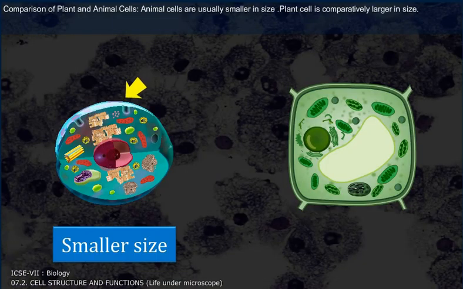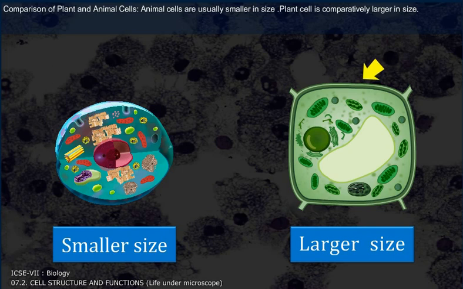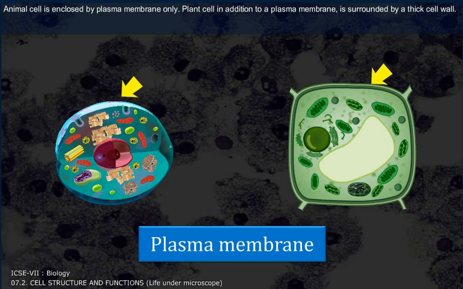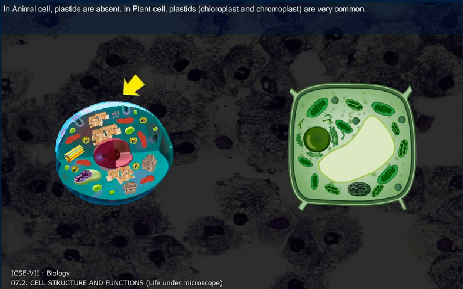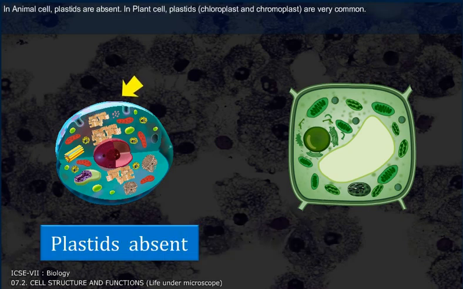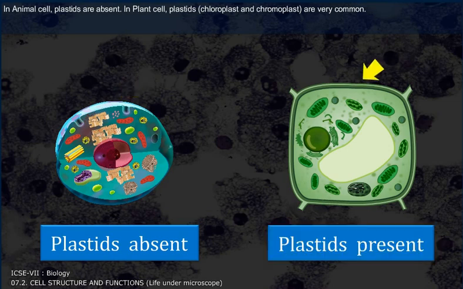Comparison of plant and animal cells. Animal cells are usually smaller in size. Plant cells are comparatively large in size. Animal cells are enclosed by plasma membrane only. Plant cells, in addition to the plasma membrane, are surrounded by a thick cell wall. In animal cells, plastids are absent. In plant cells, plastids, chloroplast, and chromoplast are very common.